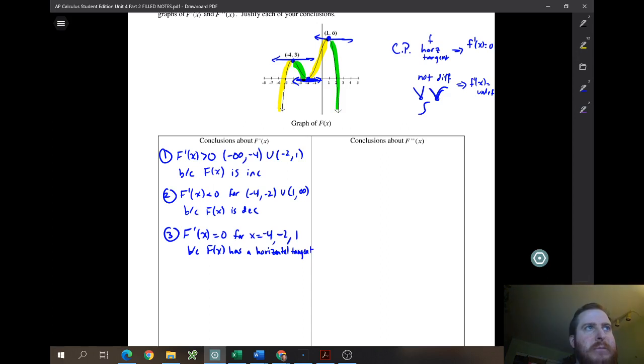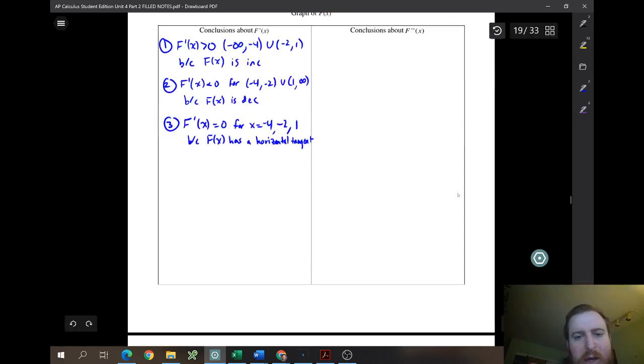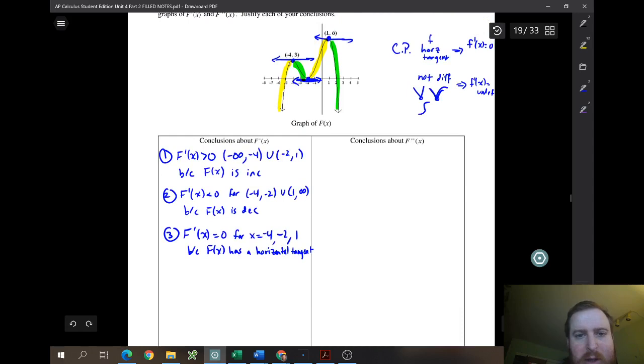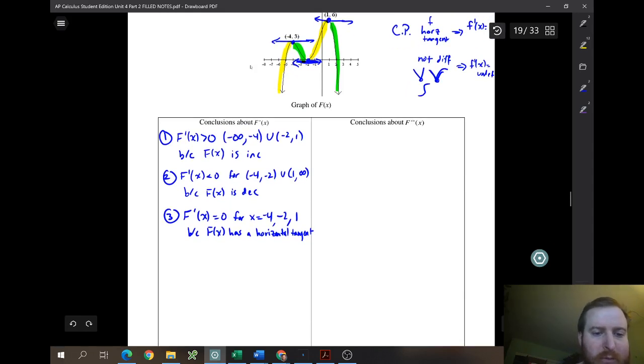Okay, and then one more thing we could make a conclusion about is that this graph turns 1, 2, 3 times, so it's a quartic graph. It has degree 4. So when we take the derivative, our graph will have degree 3. Sorry, f prime of x is a cubic function because f of x is quartic. So that's another conclusion that we can make.